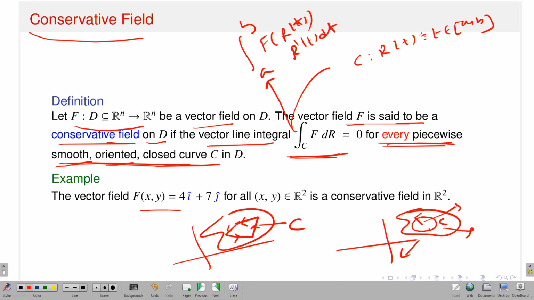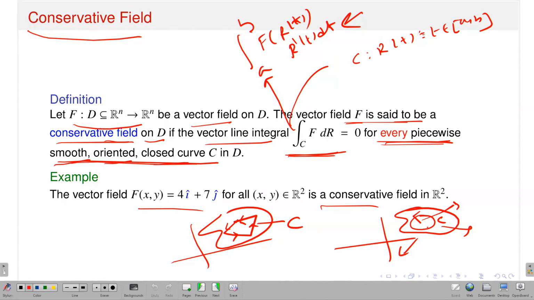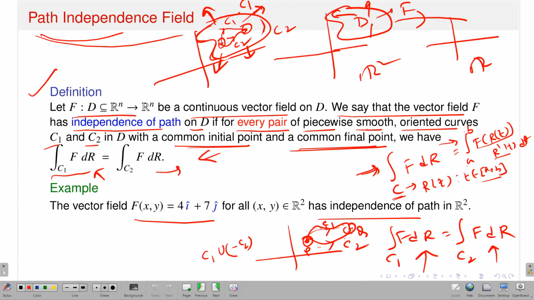Again, the same example: consider this vector field, and this is a conservative vector field in R2. You just take any closed contour, any piecewise smooth oriented closed curve, and suppose you have a parameterization r of t, you just perform this integral, and you will see the integral will be 0. But later on you will see that the path independence field and the conservative field are both equivalent. I will talk about it after one slide.